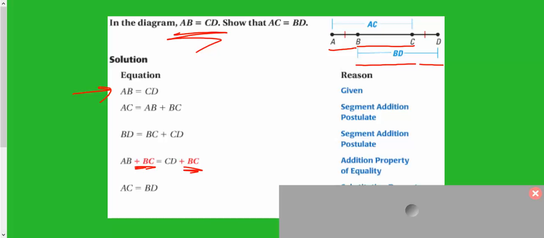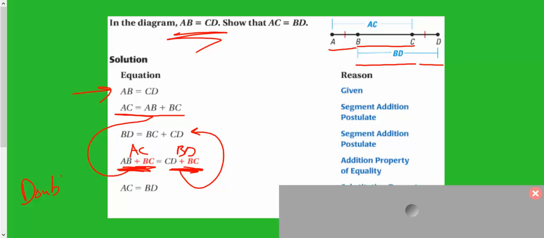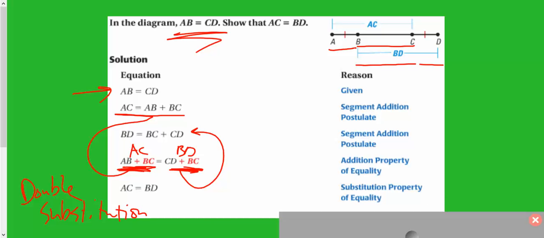And then the final step is AC equals BD. So this here, AB plus BC, if you look above, that's AC. So we're replacing this with an AC. And then this CD plus BC, we look above right there, that is really BD. So we're substituting, we're doing a double substitution. We're substituting two different things in. And that shows that AC equals BD. So this segment here is equal to that segment there. And that's another example of a proof using some of the new postulates and properties that we just learned today.